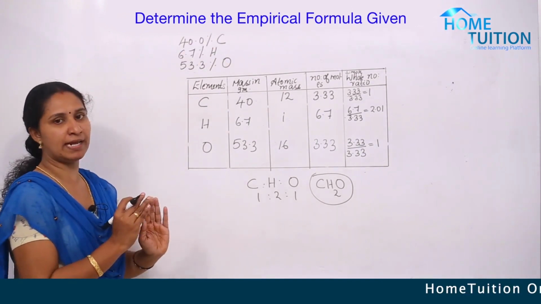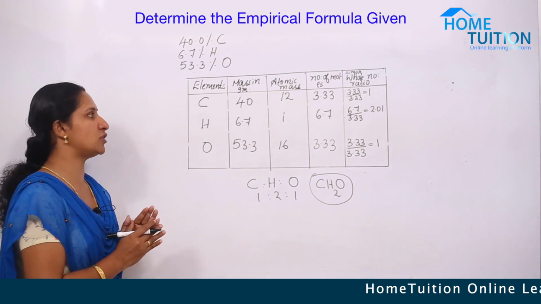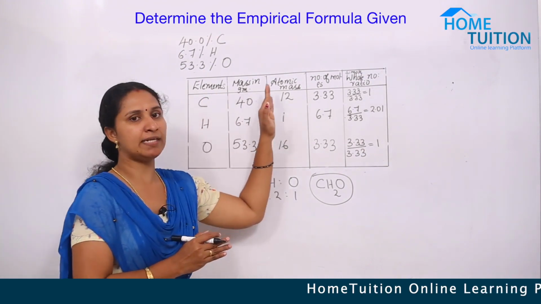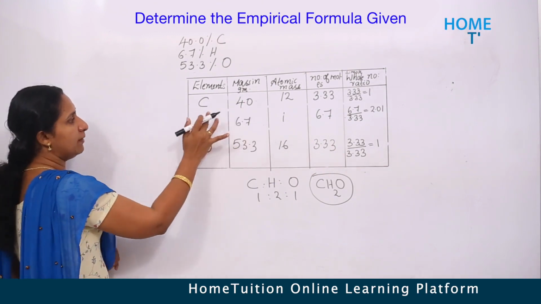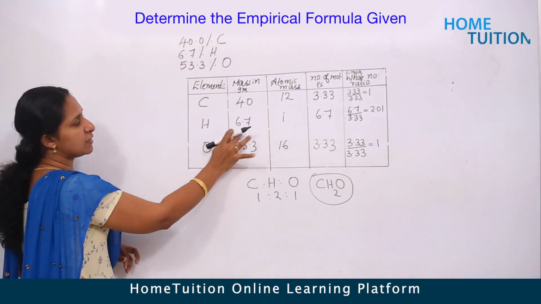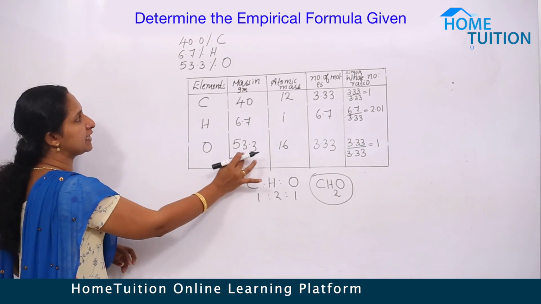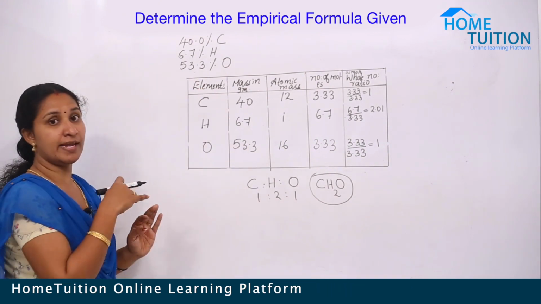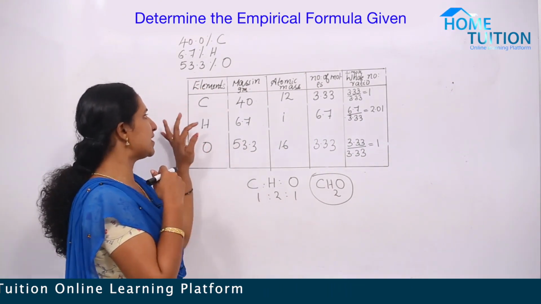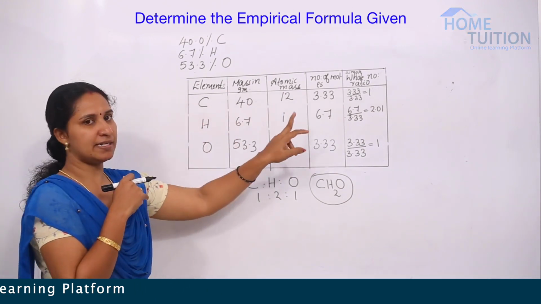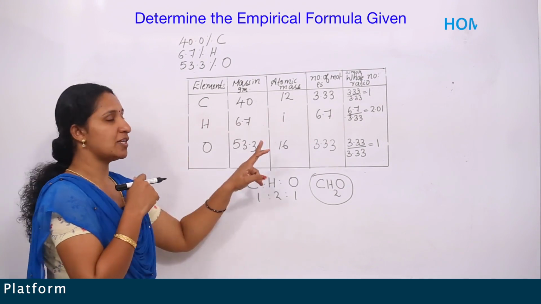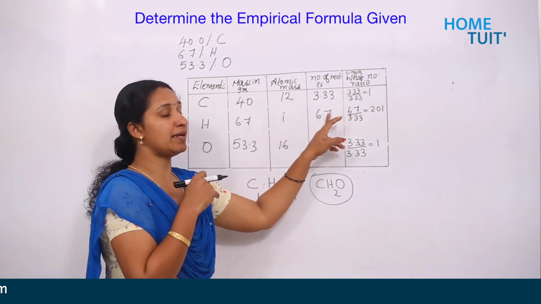Then downward write the elements: carbon, hydrogen, oxygen. Then mass in gram, that's the given mass percentage. Carbon 40 as per the question, hydrogen 6.7, oxygen 53.3. Then atomic mass. What's the atomic mass of carbon? Yes, 12. Hydrogen is 1, oxygen 16. Then find the number of moles.